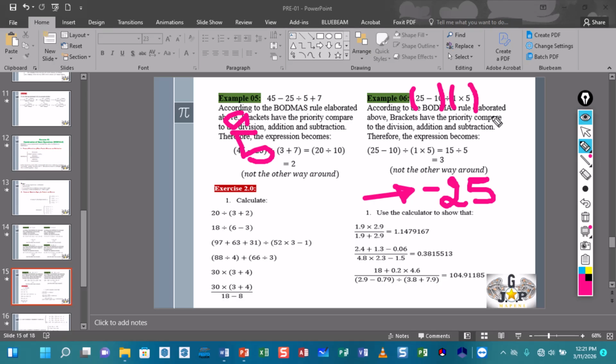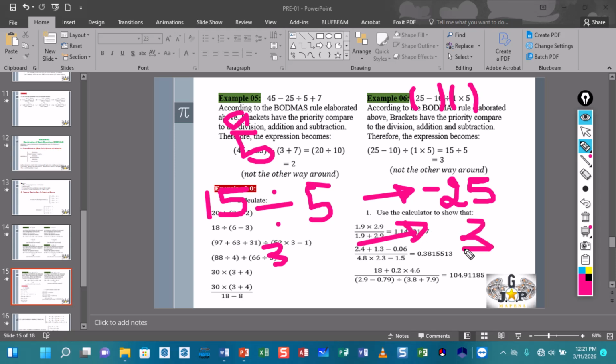So the first thing to solve is this one: 25 minus 10, which gives us 15. Divided by 1 times 5, which gives us 5. 5 times 1 is 5, 1 times 5 is 5. So then 15 divided by 5 gives us 3. The next solution here is 3.